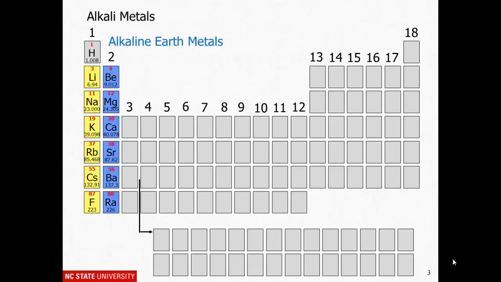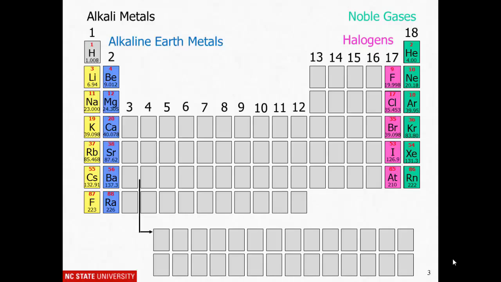Column 2 contains the alkaline earth metals. These reactive metals typically form a +2 cation. Column 17 has the halogens, which are reactive nonmetals that typically form a -1 anion. Column 18 is the noble gases, which are often non-reactive.